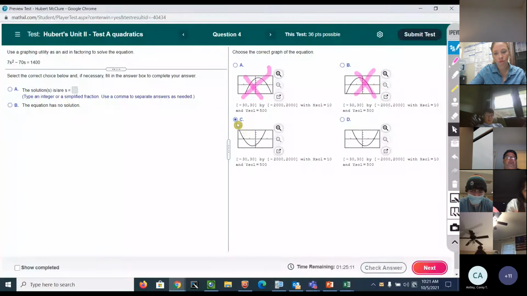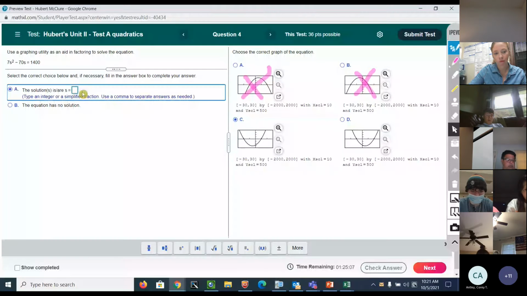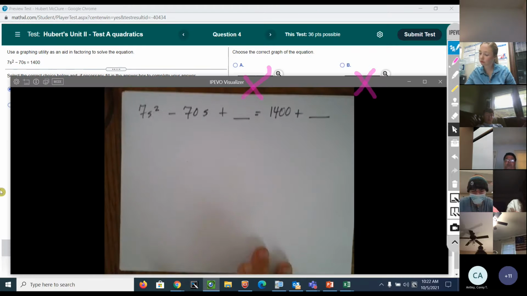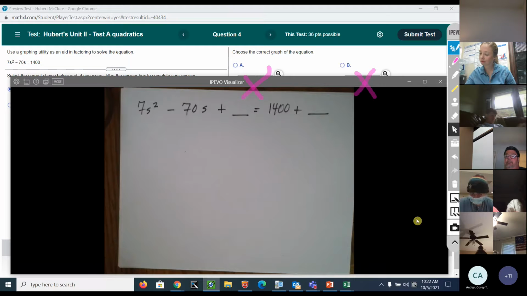Oh, they want you to do complete the square on this one. All right, so let's complete the square. 7s squared minus 70s plus blank is equal to 1400 plus blank. Okay? So go ahead and finish it using completing the square.